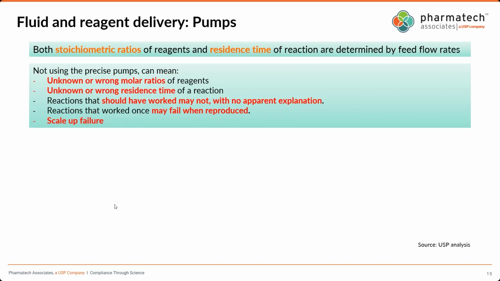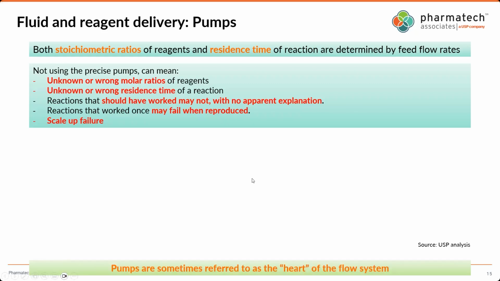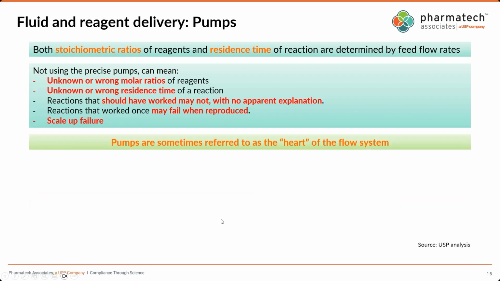And the third and the fourth one is something I have experienced myself when I used to work in the lab: reactions that should have worked may not, with basically no explanations, and sometimes the reactions work, but when you try to reproduce them next time, because something was wrong with your pumps, you're not able to reproduce those results, and ultimately this would end up in scale-up failure. That's the reason pumps are sometimes referred to as the heart of the reaction systems.